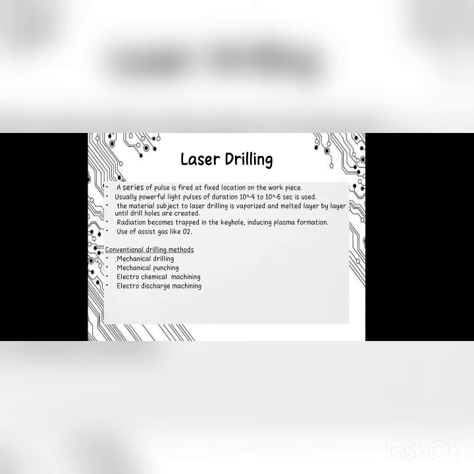Laser drilling. A series of pulses is fired at a fixed location on the workpiece. Usually a powerful light pulse of duration 10^-4 to 10^-6 seconds is used. The material subject to laser drilling is vaporized and melted layer by layer until the drilled holes are connected. The radiation becomes trapped in the keyhole, including plasma formation, and assist gas like O2 is used.